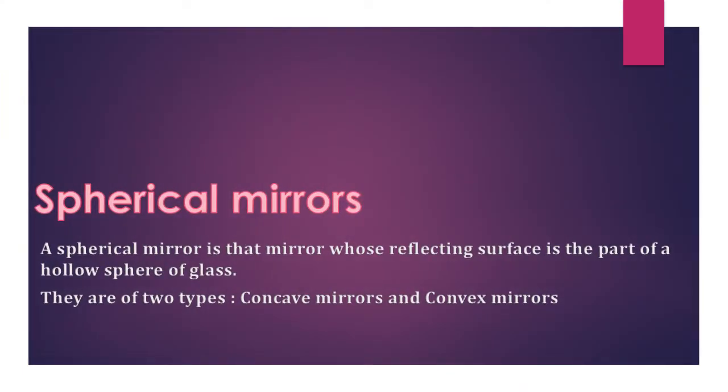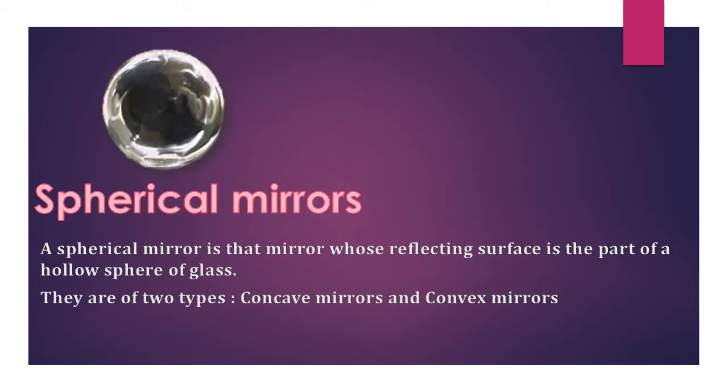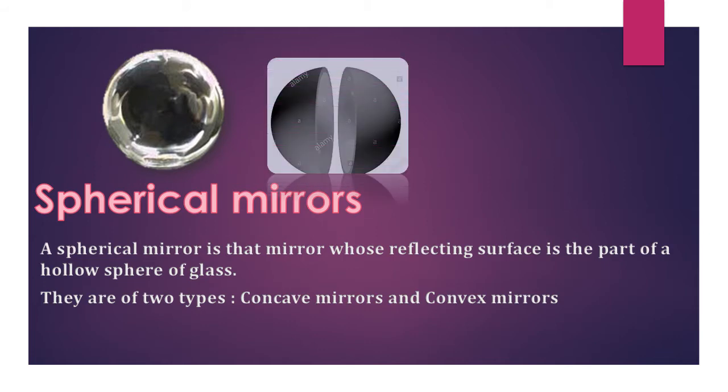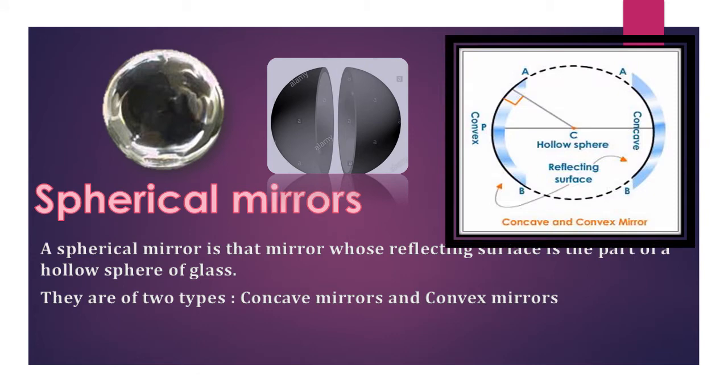Children, now let us define spherical mirrors and all the terms related to spherical mirrors. For that, you have to assume a hollow sphere of glass. If we imagine that we take a part of it, or we cut it, we'll get a convex surface and a concave surface. So a spherical mirror is a mirror whose reflecting surface is a part of a hollow sphere of glass.